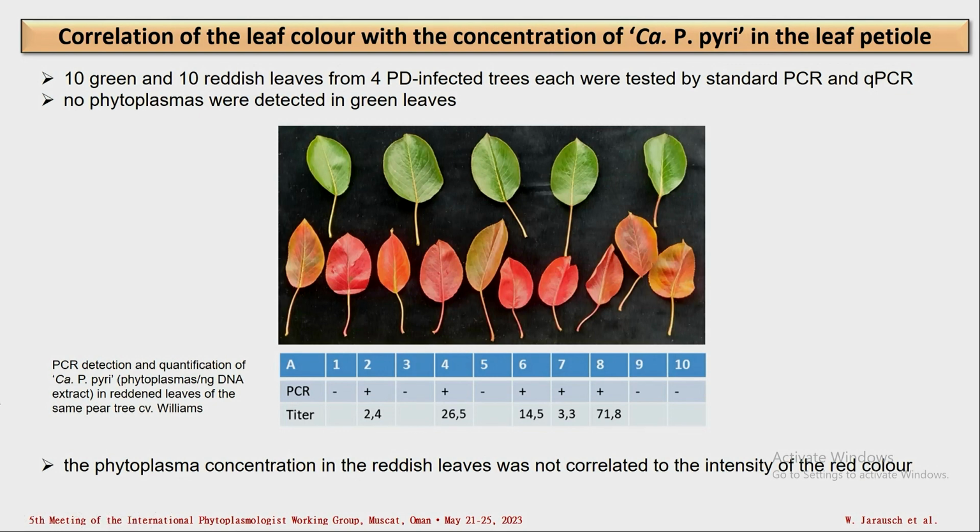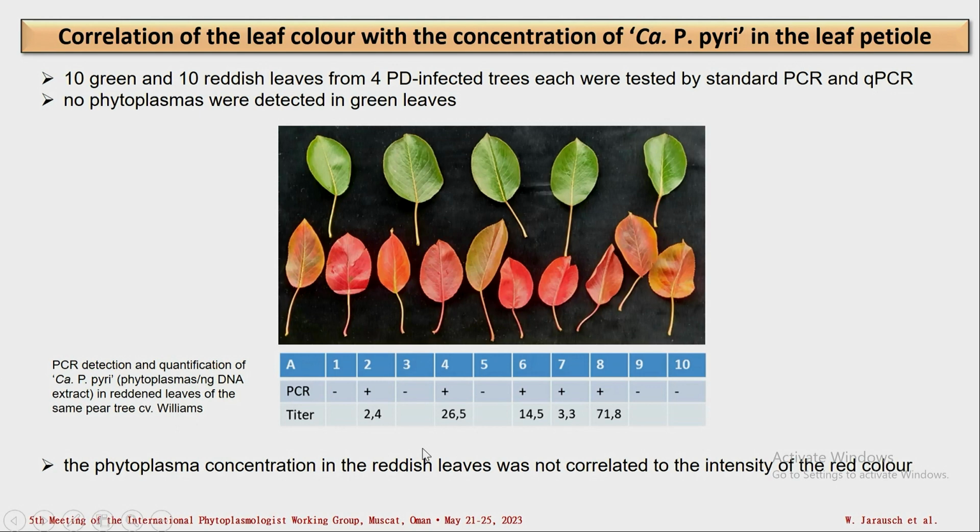And so we also analyzed whether these red colors are correlated to the concentration of the phytoplasma. You can imagine that the green color is not as concentrated as the full red color. For this we tested, from 4 known pear decline infected trees, 10 green leaves each and 10 reddish leaves each. And first of all by PCR, in all 40 green leaves we did not detect Phytoplasma pyri. And here's an example of one tree, the 10 leaves of this tree with the red colors. You can see the variation, and we detected the phytoplasma in only half of them.